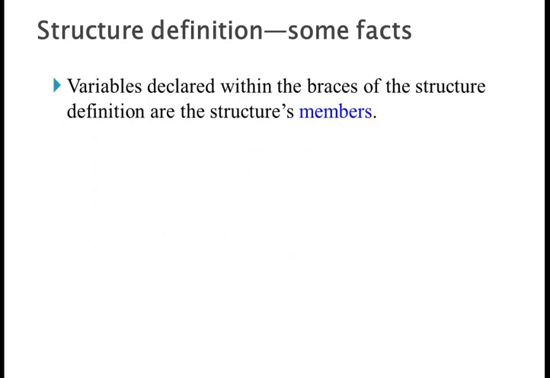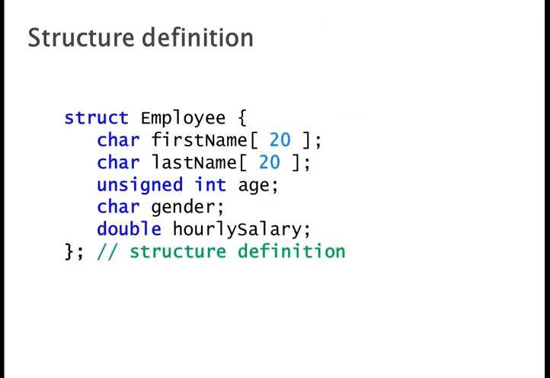Now let's see some facts about structure definition. Variables declared within the braces of the structure definition are the structure's members. Over here these five are all members of this structure employee. And one thing over here, the spelling is struct. Struct is just a shorthand keyword for structure.